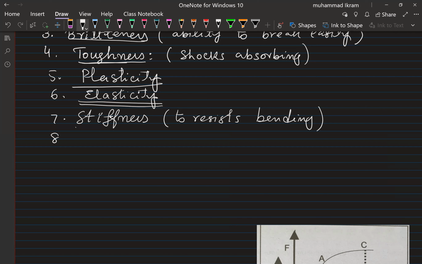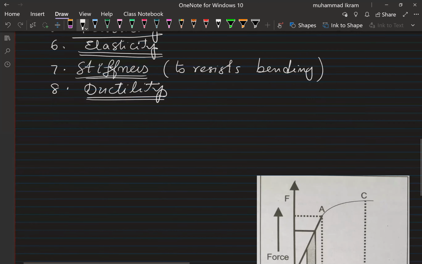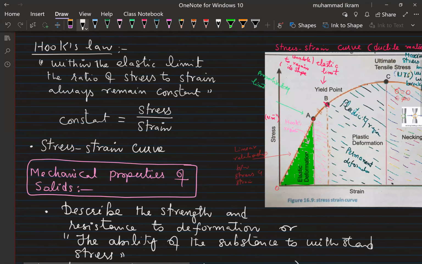Number 8, ductility. Ductility is the ability to be drawn out into wires or threads, right? For example, gold is the best ductile material. Similarly, there could be other properties also like malleability. For example, substances which can be drawn into sheets like aluminum are called malleable substances, right? So they all depend on the nature of the substance. So these are a few mechanical properties of the substance.